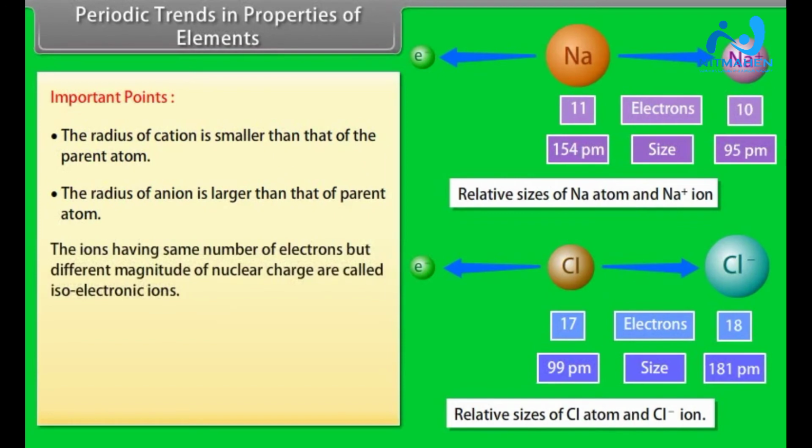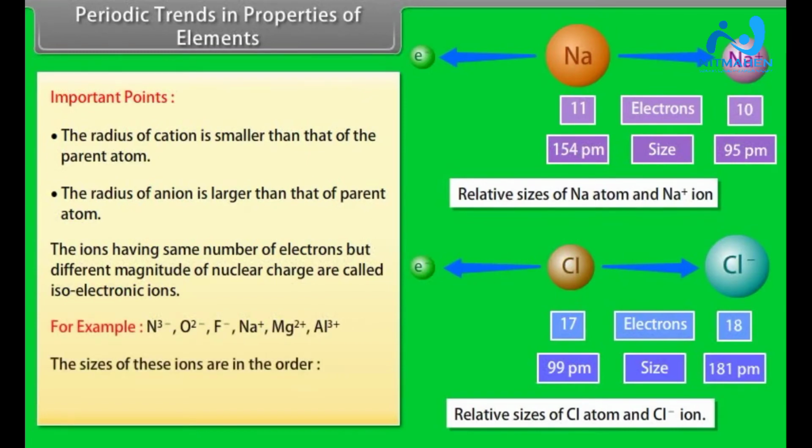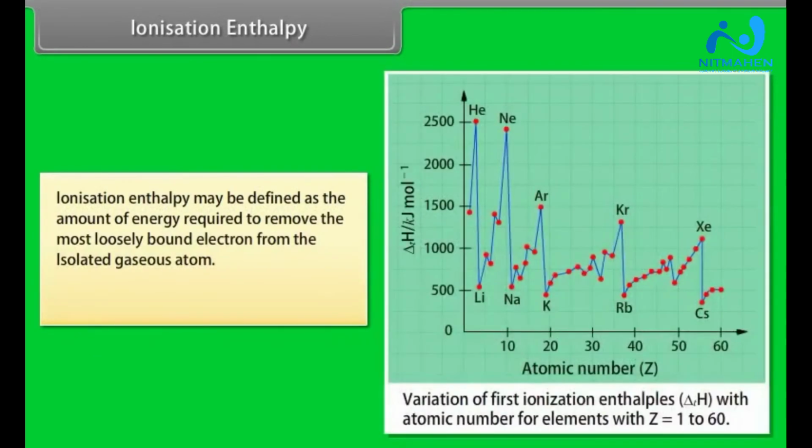The ions having same number of electrons but different magnitude of nuclear charge are called isoelectronic ions. For example, the size of these ions are in the order. Ionization enthalpy. Ionization enthalpy may be defined as the amount of energy required to remove the most loosely bound electron from the isolated gaseous atom.